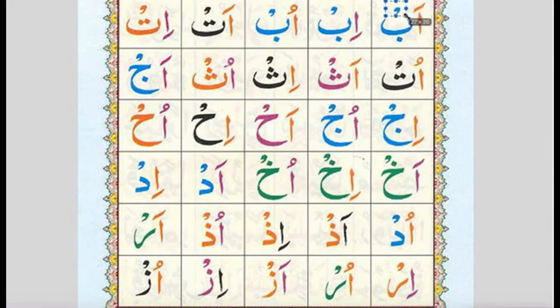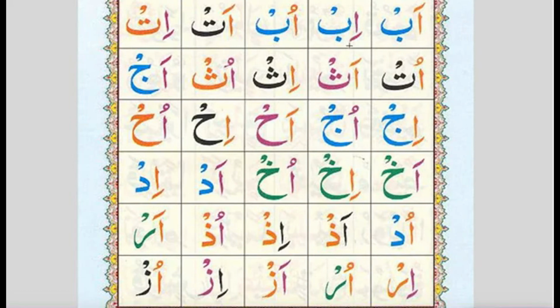This sign is called Sukoon sign and also called Jism. There are two names, Sukoon and Jism. So when we have to connect the first letter with the second letter, read with me. Bismillahirrahmanirrahim. Alif ba fatha ab.